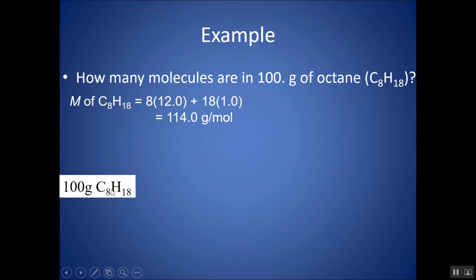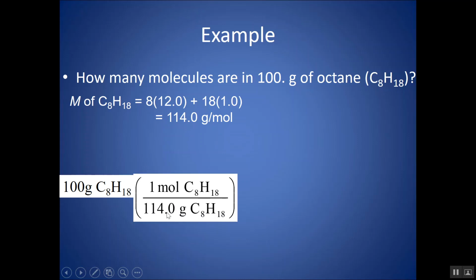So for octane, there's 8 C's, they have an atomic mass of 12. There's 18 H's, have an atomic mass of 1. Add that up, and I get 114. That's going to go in the bottom because I want grams to cancel out, and the 114 always goes next to G, and I want a 1 mole on top.